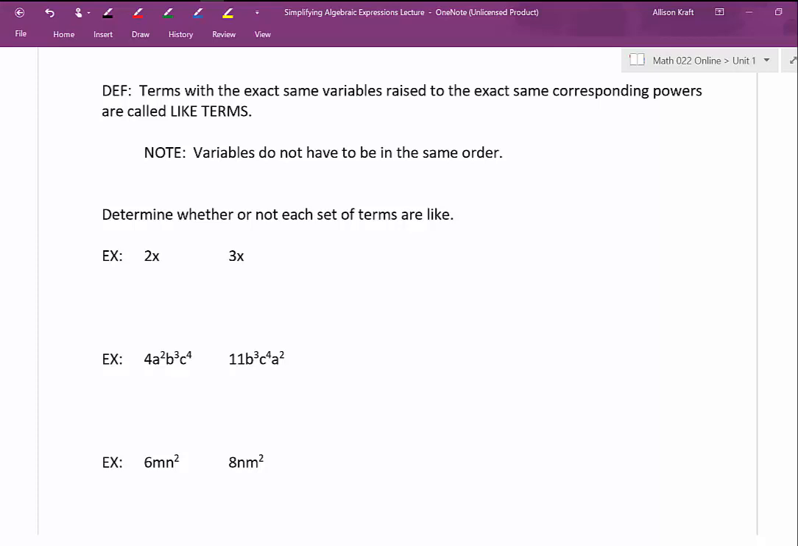2x and 3x. We ask ourselves, do we have the exact same variables raised to the exact same power? The first term, x to the first. The second term has x to the first. So yes, indeed, these are like terms.